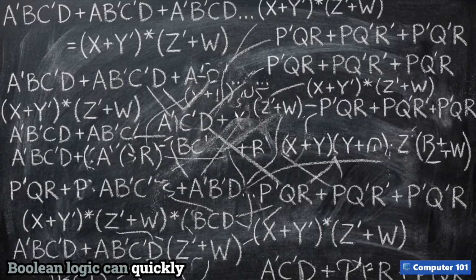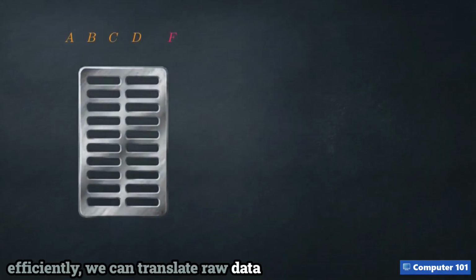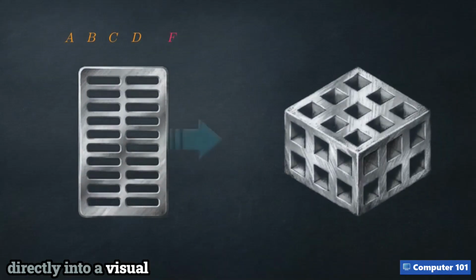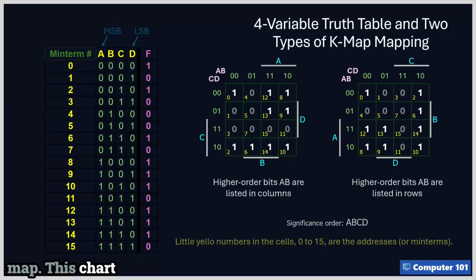Boolean logic can quickly become a maze of complex algebraic equations. To simplify these expressions efficiently, we can translate raw data from a truth table directly into a visual grid called a Karnaugh map, or K-map. This chart displays a standard four-variable truth table on the left alongside two possible Karnaugh map layouts on the right.